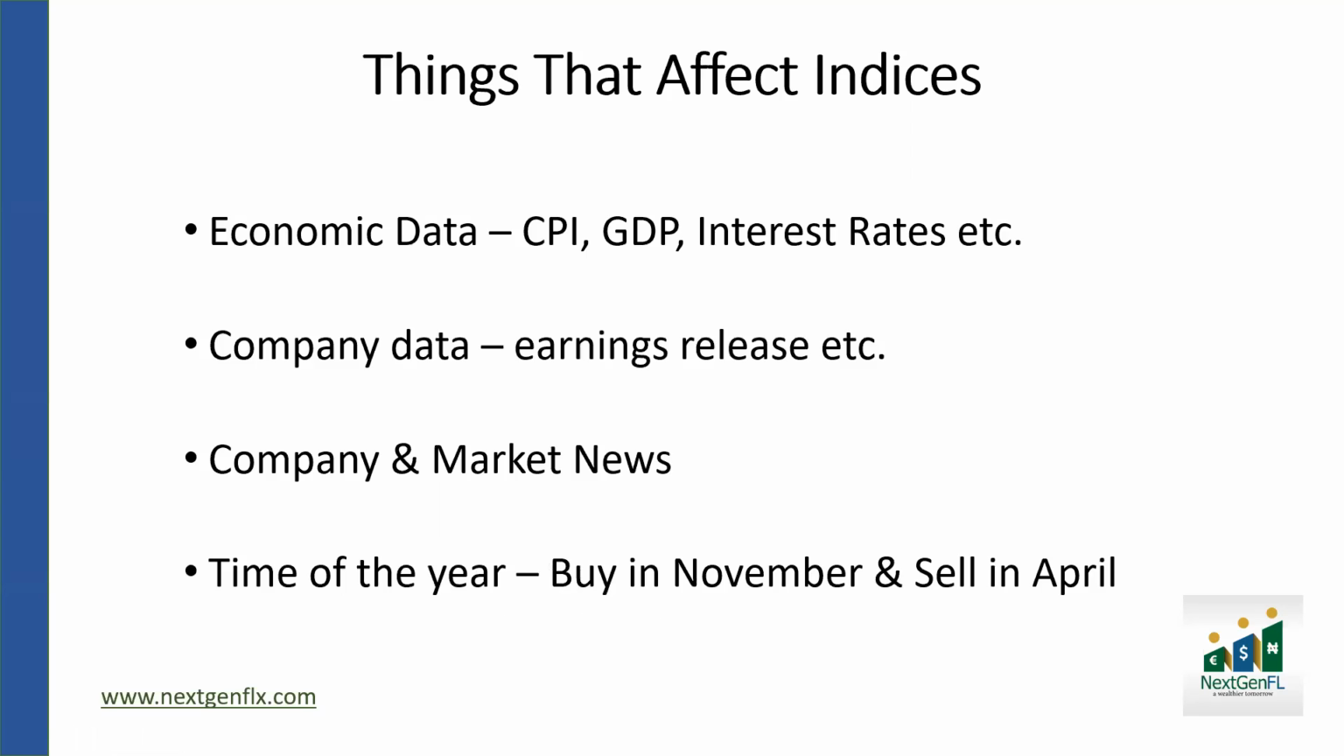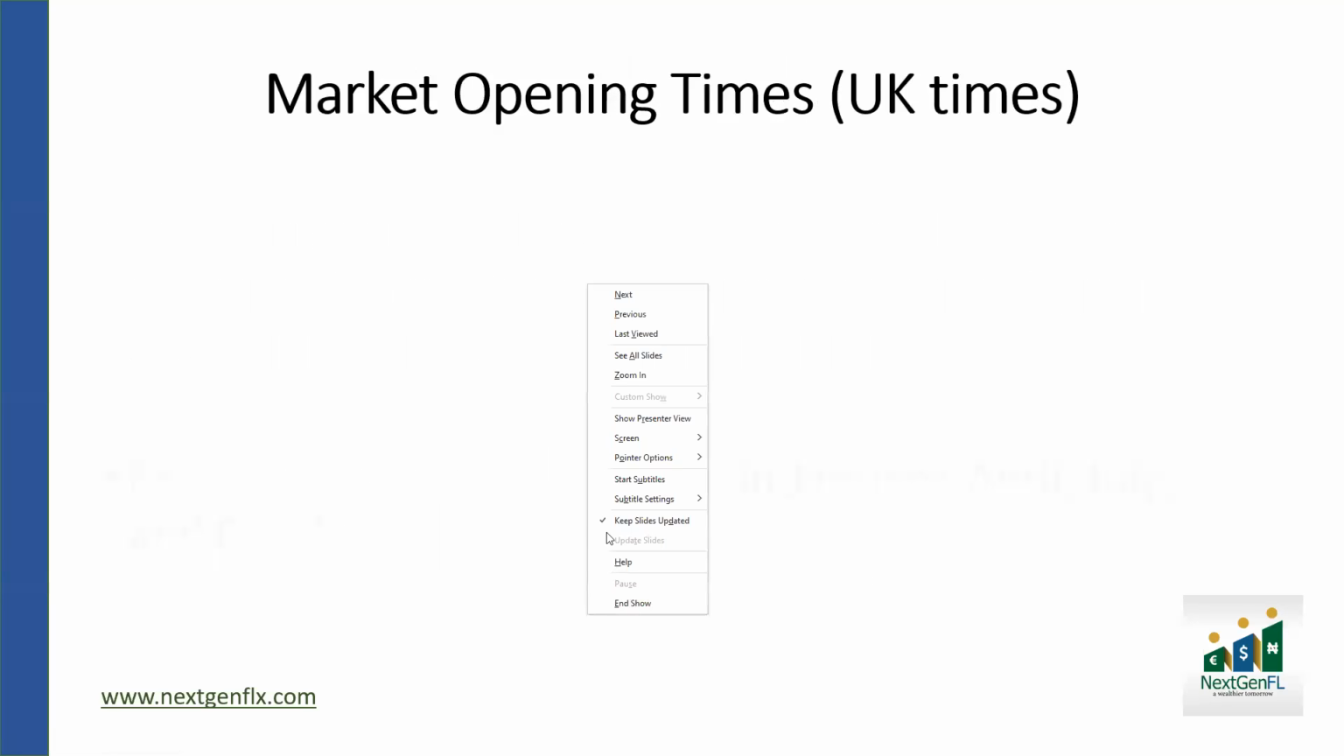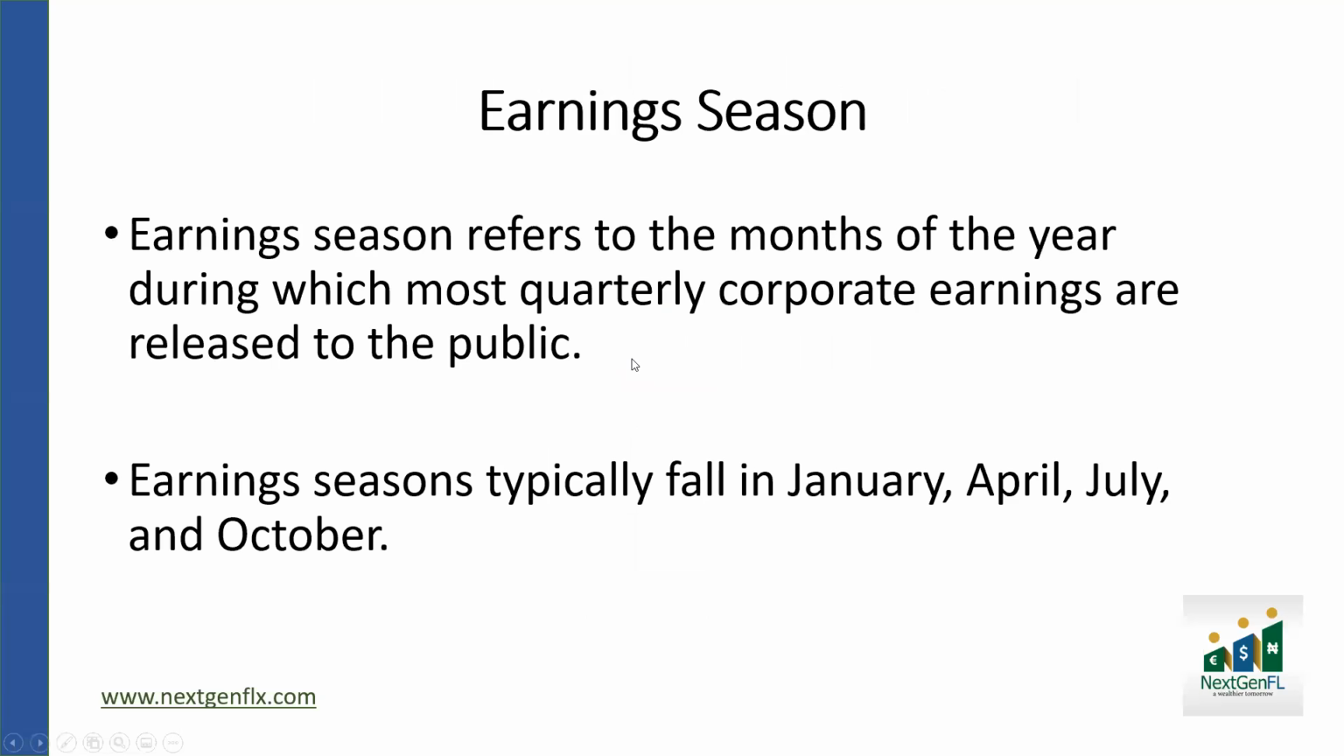So we said about earnings season, you need to be aware of earnings season if you're going to trade indices, because they have a huge impact on the stock market and the stock index. The earnings season refers to the months of the year during which most quarterly corporate earnings are released to the public. And this earnings season typically falls in January, April, July, and October. So in the new year in January, we're going to have the next earnings season where all these big companies will be releasing their earnings.